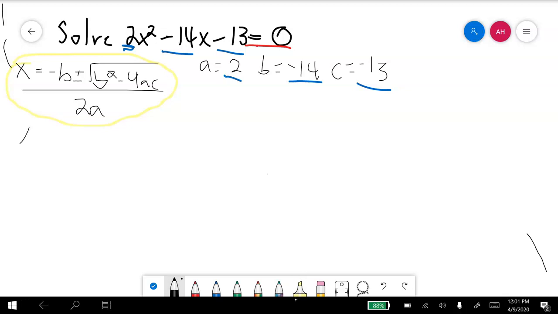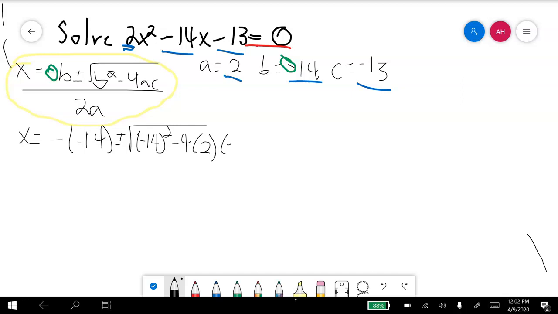So I'm going to start with x equals, and then we have negative, and then you notice that we have this negative here. Okay, you're going to keep that, but b is also negative, so you're going to have two negative signs, so make sure you pay attention to that. So we've got negative 14 plus or minus the square root of negative 14 squared, make sure you put in parentheses, minus 4 times a is 2 and c was negative 13. And that's all over 2 times a, which was 2.